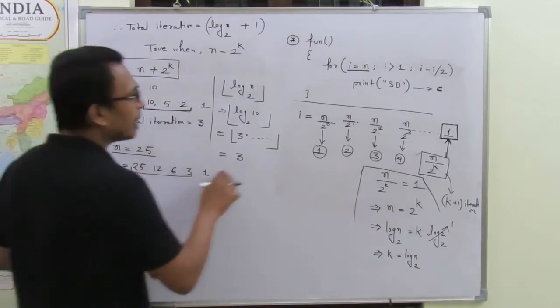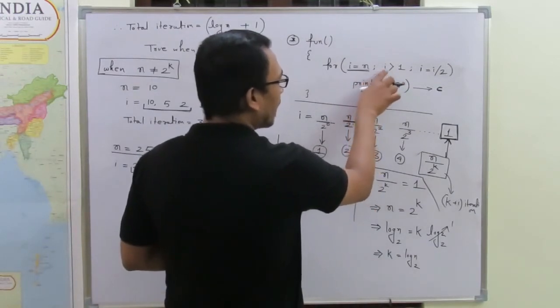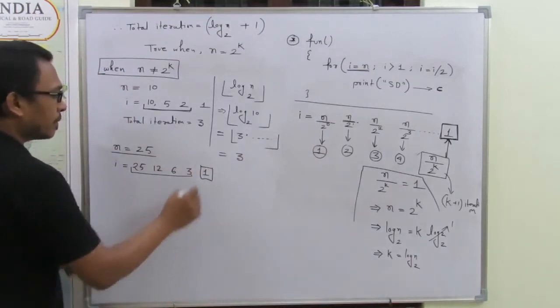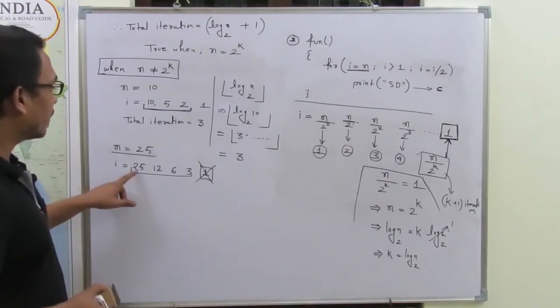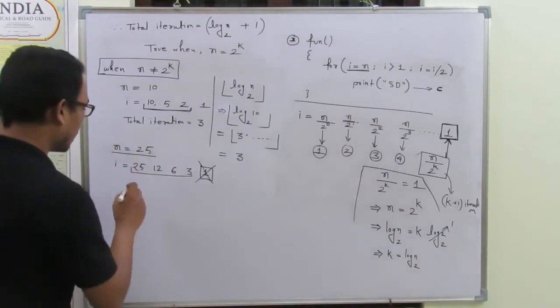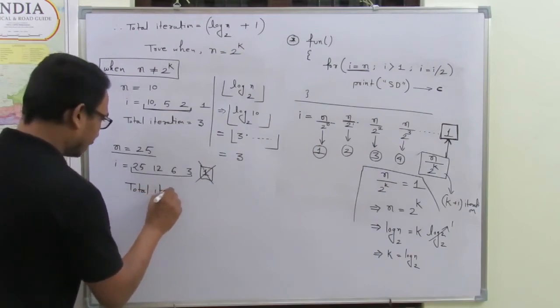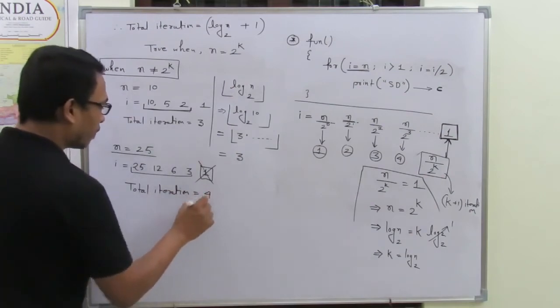Because the loop will continue only while the value of I is greater than 1, but here we get the value of I as 1. That means in this case the iteration will not continue. So we have only these iterations. That means the total iteration here is 4 only.